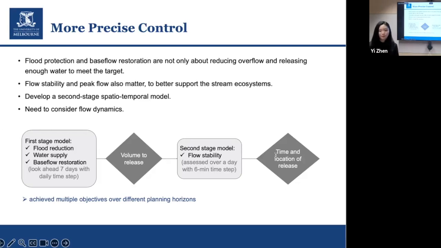And this second stage model can be integrated with our previous model, either the deterministic or stochastic one, to achieve multiple objectives over different planning horizons. So basically, we took the optimal volume to release from the previous stage model to assess the flow stability over a day with a 6-minute time step, to optimize the time and location of releases throughout the day.